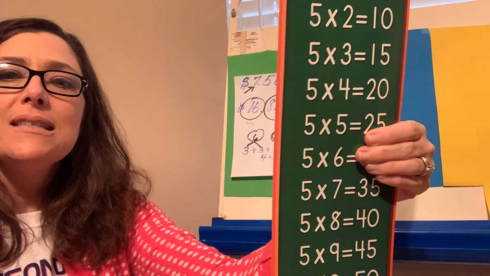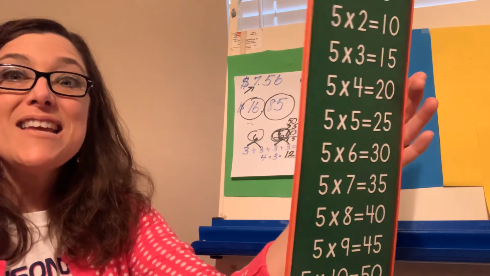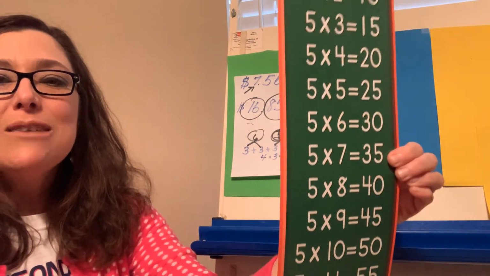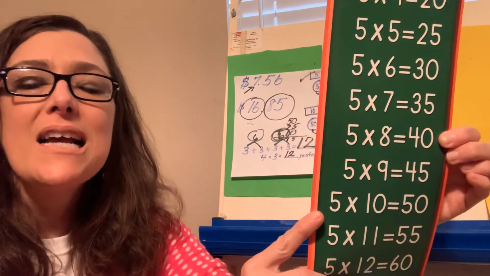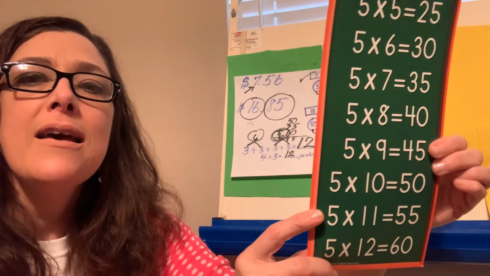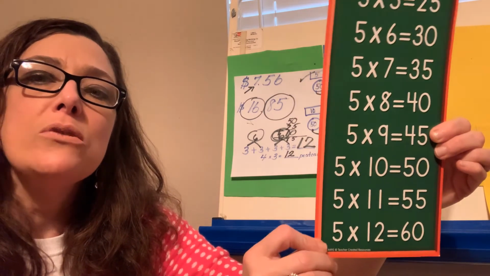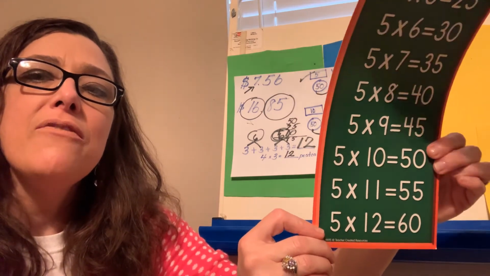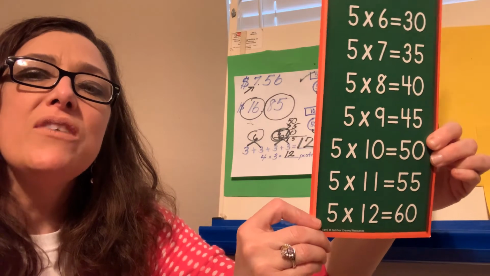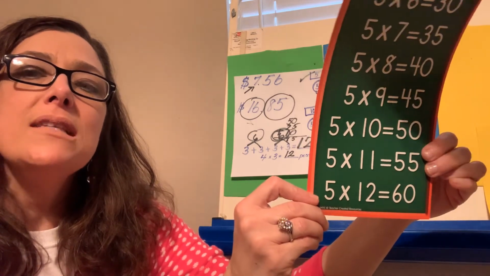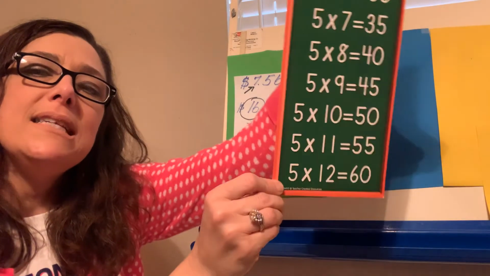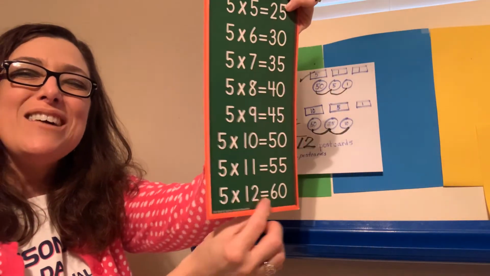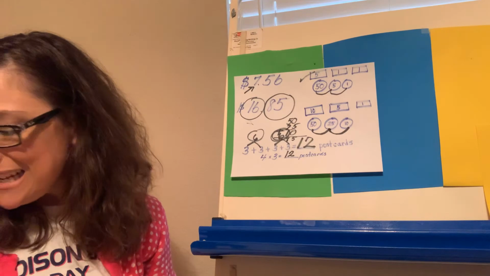5 times 6 equals 30. 5 times 7 equals 35. Say it with me. 5 times 8 equals 40. 5 times 9 equals 45. 5 times 10 equals 50. 5 times 11 equals 55. 5 times 12 equals 60.